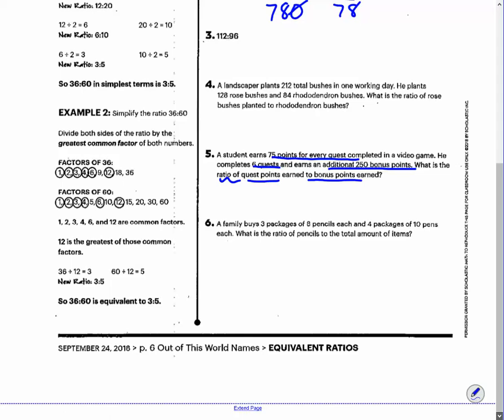Question number 6, a family buys 3 packages of 8 pencils. You need to figure out how many pencils that is. 4 packages of 10 pens, figure out how many total pens that is. And then it wants you to find out what's the ratio of pencils to total amount of items or writing utensils here. So a few steps to get there, and then you need to simplify.